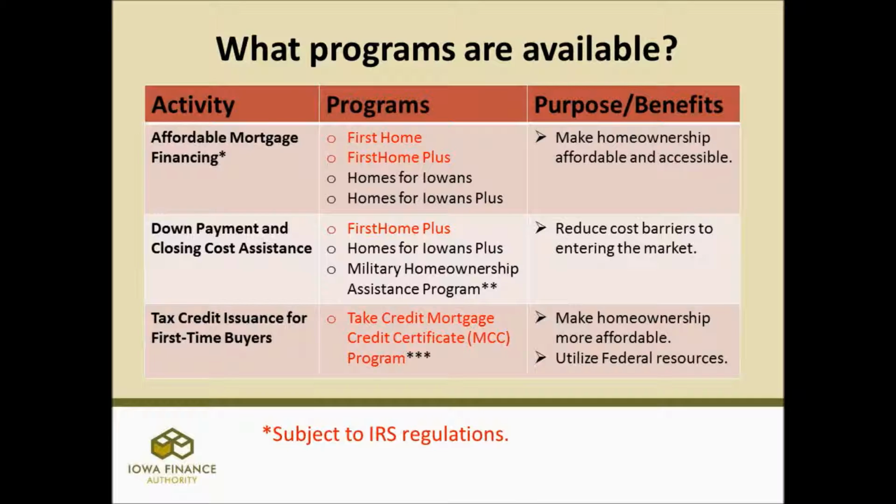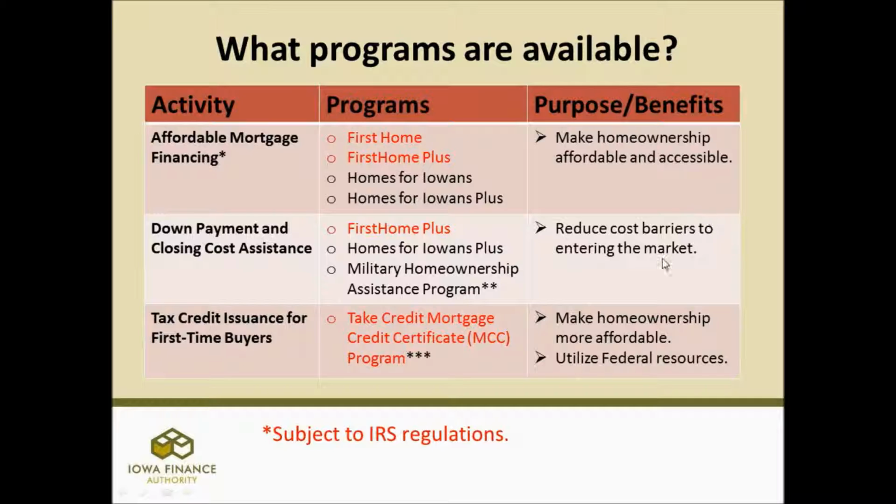So what are the programs we have available? To accomplish our mission, we engage in really 3 types of activities. The first is affordable mortgage financing, and we have several programs listed above here which offer 30-year fixed rate mortgage financing at competitive interest rates. The purpose of these programs is to make homeownership more affordable and to make lower cost financing available and accessible to more Iowans who might otherwise not be able to get it.